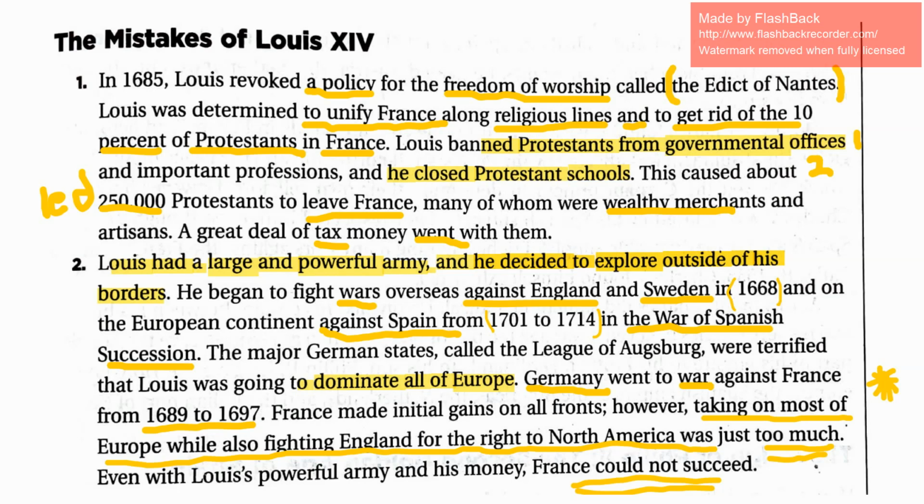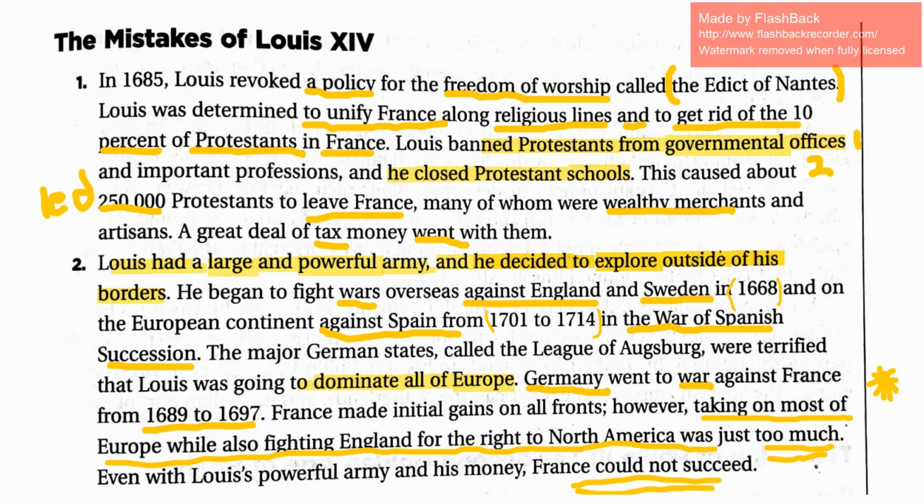No one from the Protestants is allowed to work in the governmental offices. And number two, he closed their schools. This led to three things connected to each other. Number one, 250,000 Protestants left France, and many of them were wealthy.